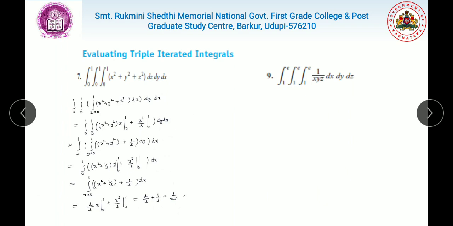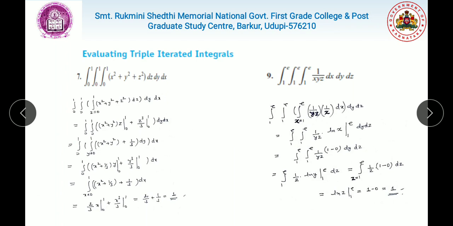Next question is triple integral limits for x, y, z all varies from 1 to e of 1 by xyz with respect to x, y, z. So our first variable is x, then y, then the outermost variable is z. So when you integrate with respect to x, 1 over yz is a constant, and integration of 1 by x is log x, natural log. Put the limit 1 to e, so log e is 1 minus log 1 is 0.